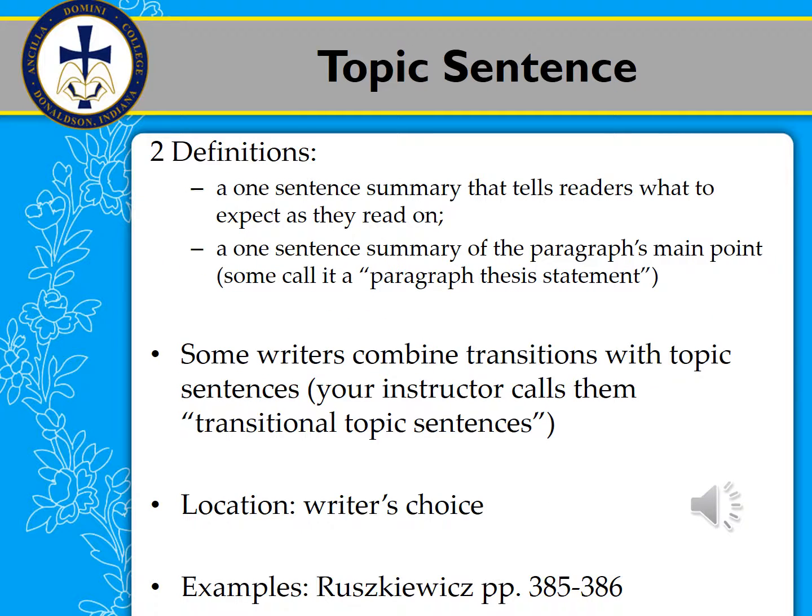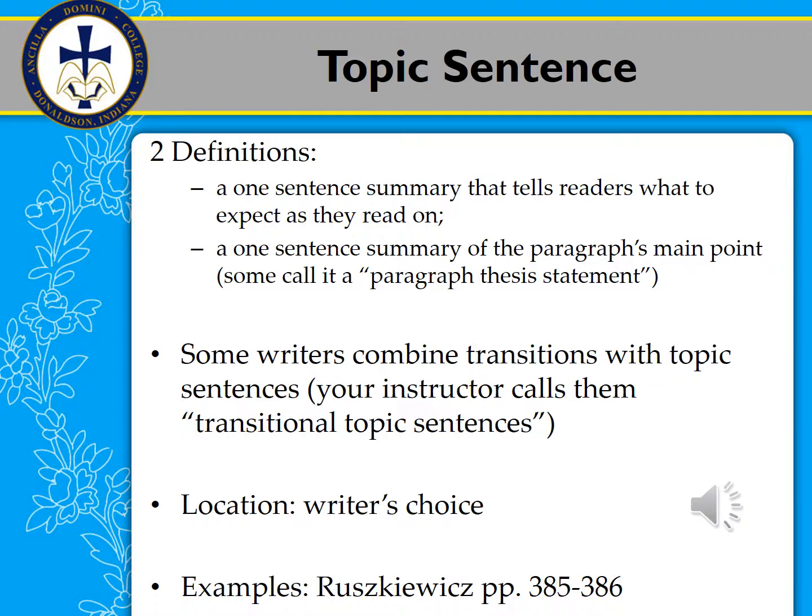Your paragraph is going to really rely on a topic sentence, and you'll want to make sure that you have at least one topic sentence for every paragraph. So let's make sure we understand what that means. There are two ways we can define that. One is a one-sentence summary that tells readers what to expect as they read on. Others would define that as a one-sentence summary of the paragraph's main point. I've heard it referred to as a paragraph thesis statement. So the key here is that you're going to have a sentence that readers can look at and know what the paragraph's about.